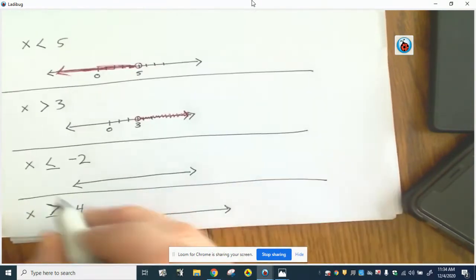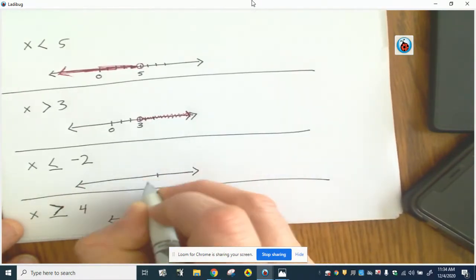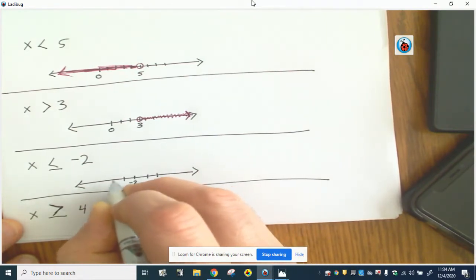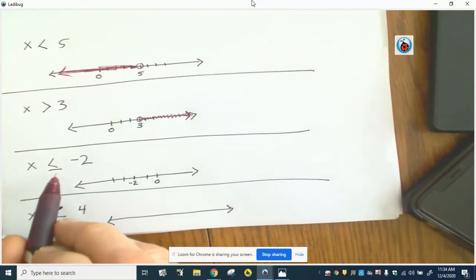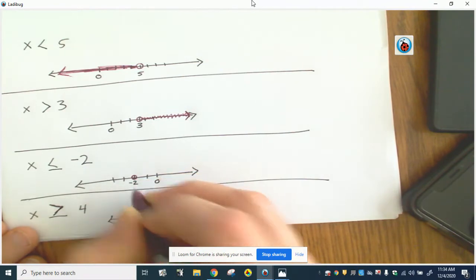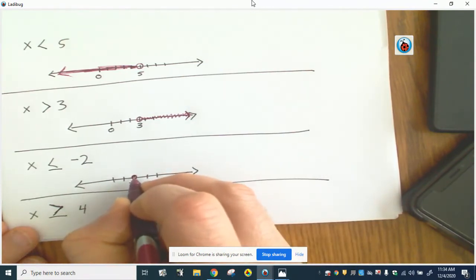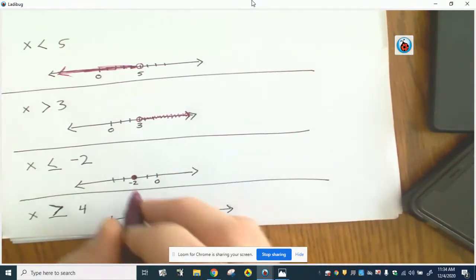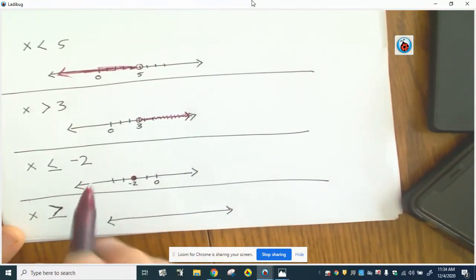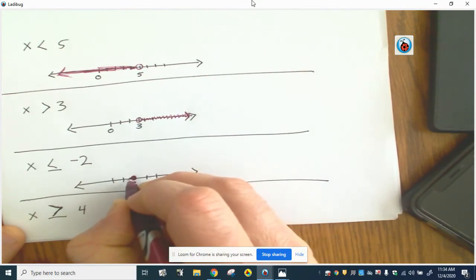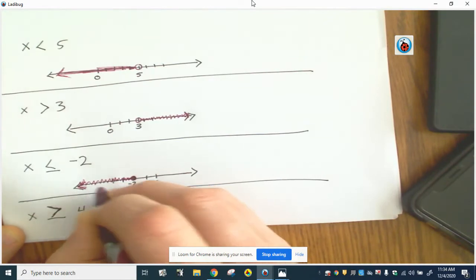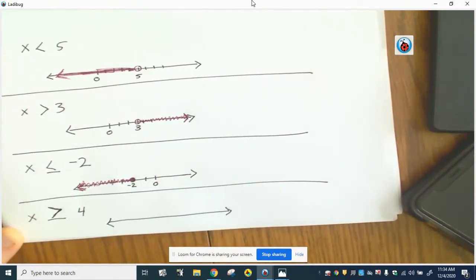If we see a closed circle, -2 would be left of 0, okay? If you see it or equal to, the only difference is when we draw that circle, we're going to color that circle in. That means we want to also include that point. This is x is less than or equal to -2. So I would shade in all the points left of that point, including that point.